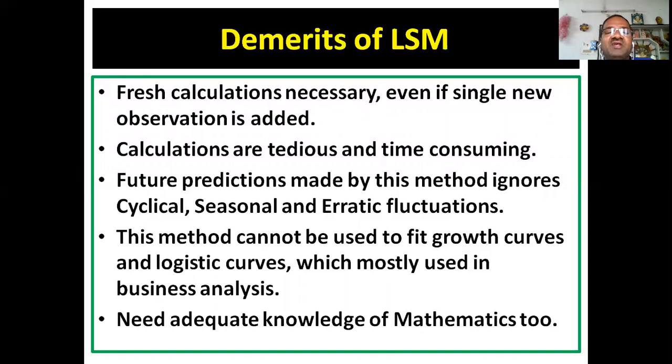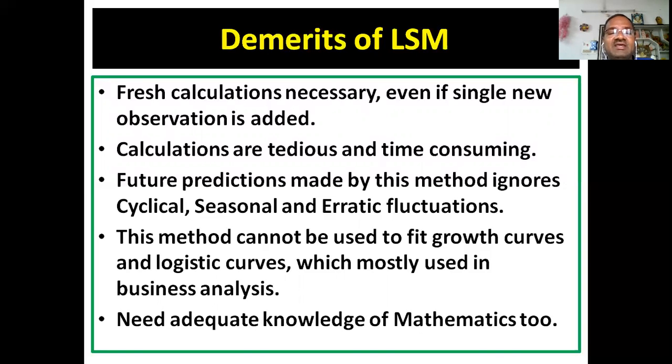The number one difficulty is that fresh calculations are necessary even if a single new observation is added. Whenever you add a single new observation, you restart the calculation of the entire least square, their errors, their deviation, their square root; all should be recalculated. When we restart the process from the beginning, it becomes tedious. So the calculations are tedious and time consuming.